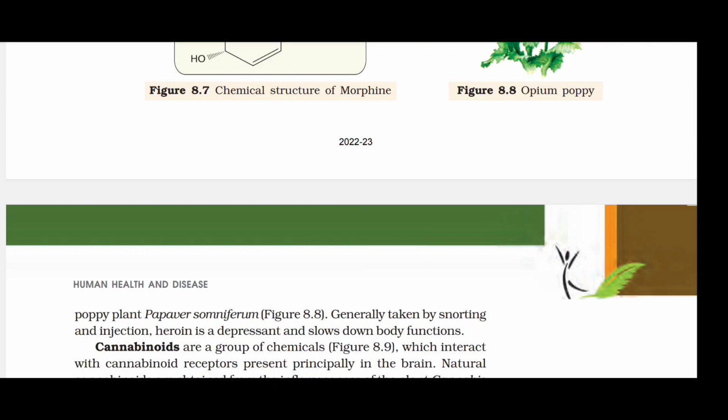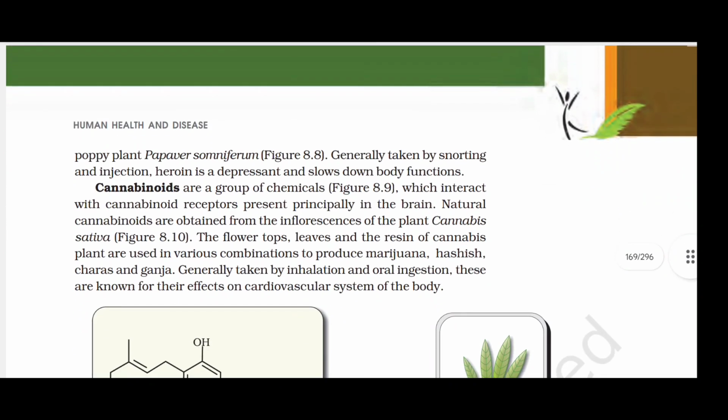Cannabinoids are a group of chemicals which interact with cannabinoid receptors present principally in the brain. Naturally, cannabinoids are obtained from the inflorescence of the plant Cannabis sativa. The flower tops, leaves, and the resin of the cannabis plant are used in various combinations to produce marijuana, hashish, charas, and ganja. Generally taken by inhalation and oral ingestion, these are known for their effects on the cardiovascular system of the body.